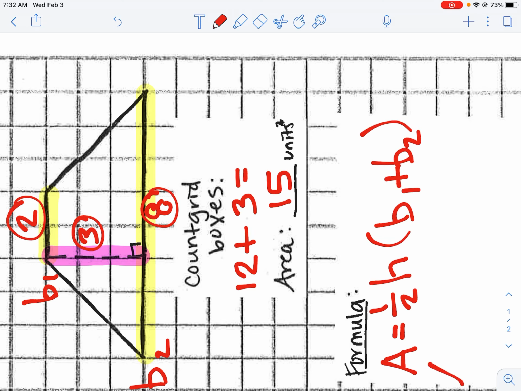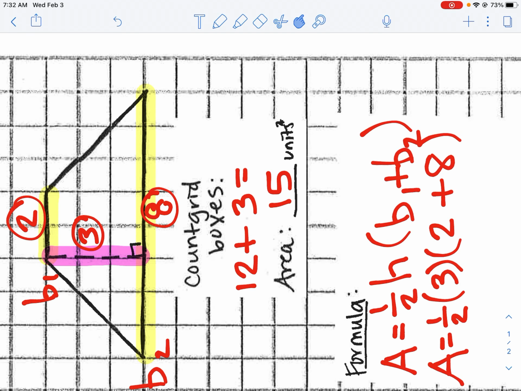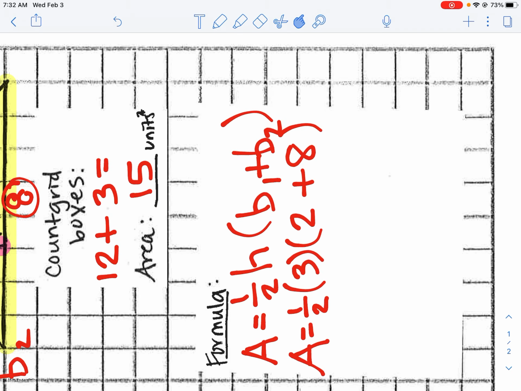Okay, so now we're going to substitute. So all I have to do is go down here to my formula. We know h means height, and if I look at the height, that's a 3, so I'm going to put 3 inside parentheses. And then base 1 we measured as 2, and base 2 is 8. All righty. So this one I'm going to do just a little bit differently because 3 is an odd number. Odd numbers are a little bit harder to divide by 2.